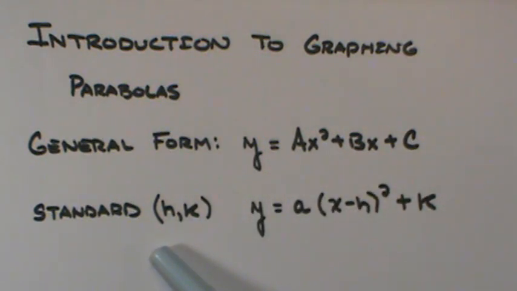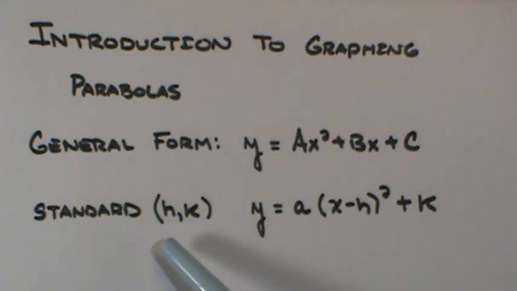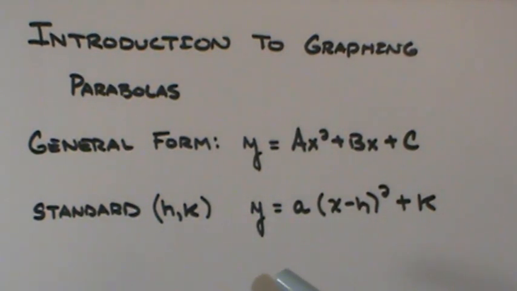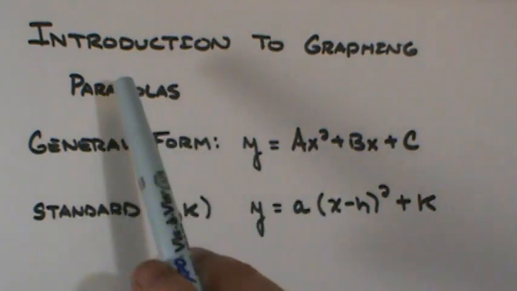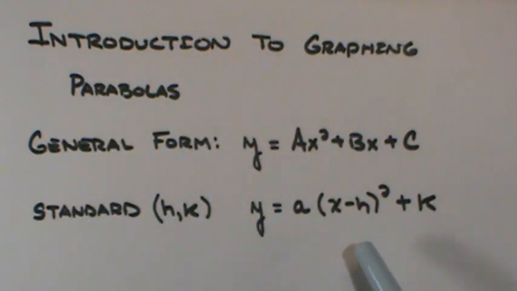For the standard HK form, we have y equals a times x minus h quantity squared plus k. This form gives us a little more information about where the vertex is. That's what we call the HK. It also gives us a clue about how to graph the parabola. That's why I call this the introduction to graphing parabolas.